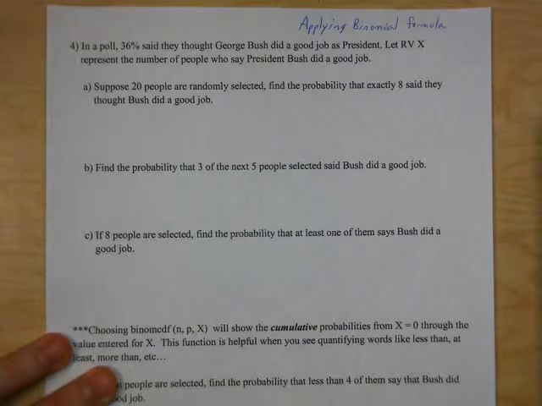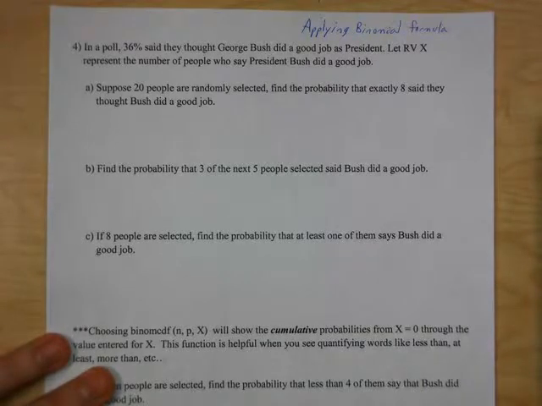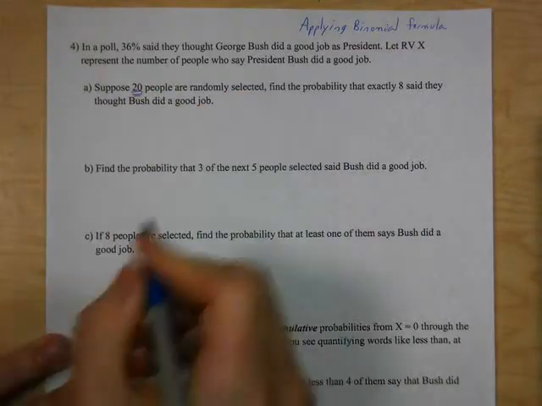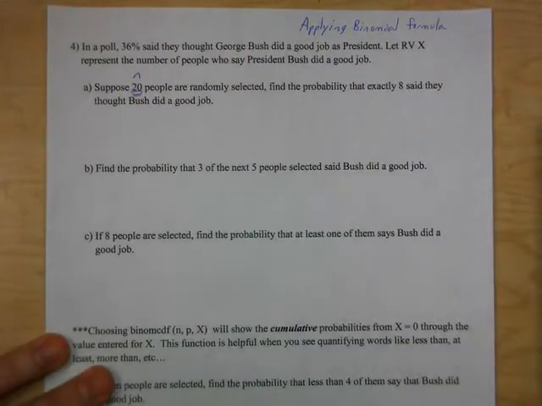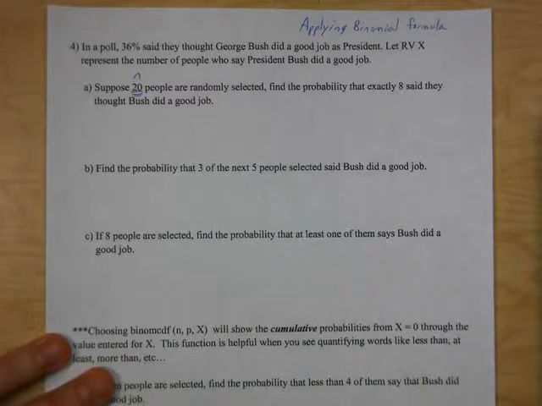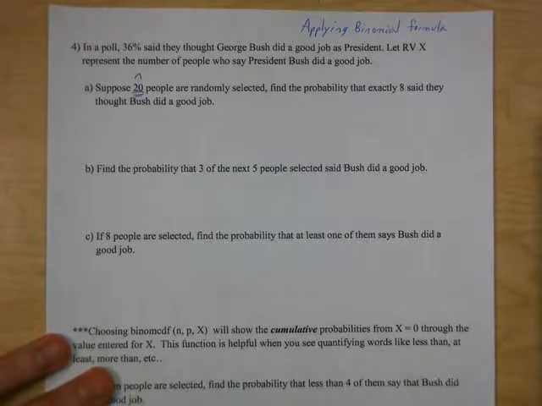So when we look at this, we have to recognize it as binomial. First of all, are there a fixed number of trials? Yes. We asked 20 people. So that is your n value, the number of trials. Then, do we only have 2 possible outcomes for each trial? Well, a success is somebody that said Bush did a good job as president, and a failure would be someone that said he did not do a good job. So we can classify each trial as a success or failure.